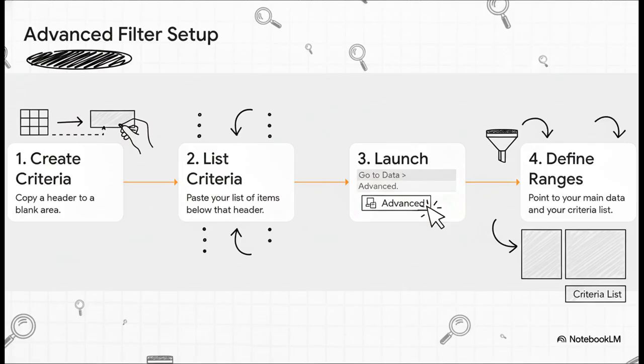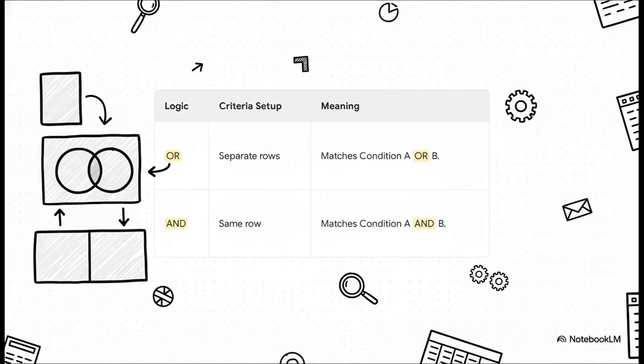The secret is to create a little criteria range somewhere else on your sheet. You just copy the header, like customer name, and then paste that list of 11 companies right underneath it. Then you open the advanced filter tool, and you just tell it, hey, here's my main data, and over here, that's my criteria list. And this is where it gets really powerful, because how you set up that little criteria range lets you build complex and/or conditions. It all comes down to how you arrange your list.